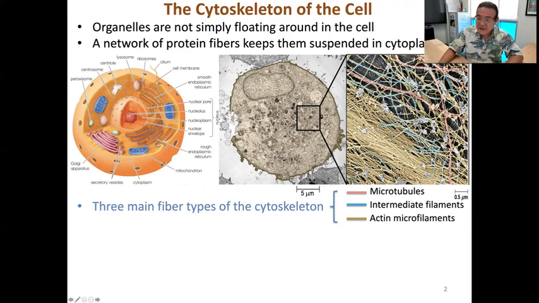Here, very nicely, they've been stained in different colors so that you can see that there are three different fiber types here. In pink, these thick ones are the microtubules. In blue, these next thinner ones are the intermediate fibers. And then the thinnest ones, the golden colored ones in this image, are the actin microfilaments.